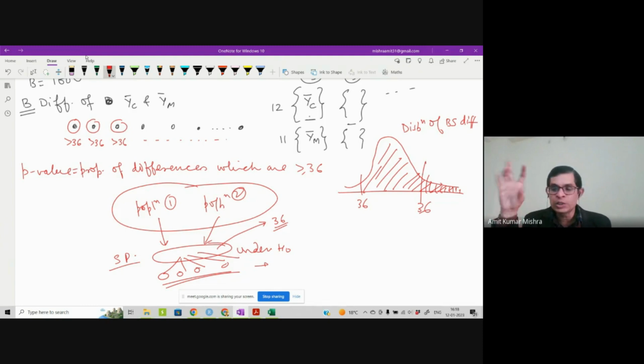If this proportion is very high, you are not going to reject, because the case will be this. If it is very small, you are going to reject, because this case is this. Now we are going to see this in R.